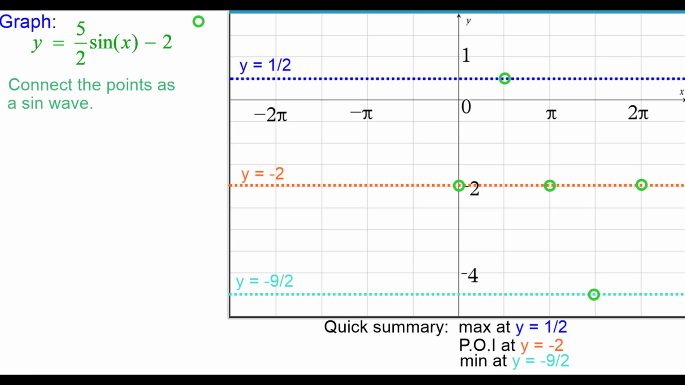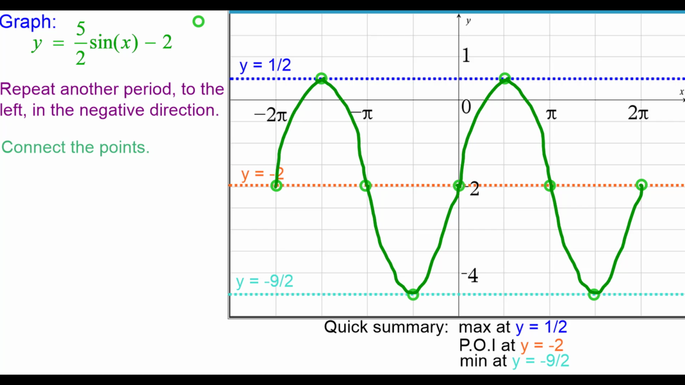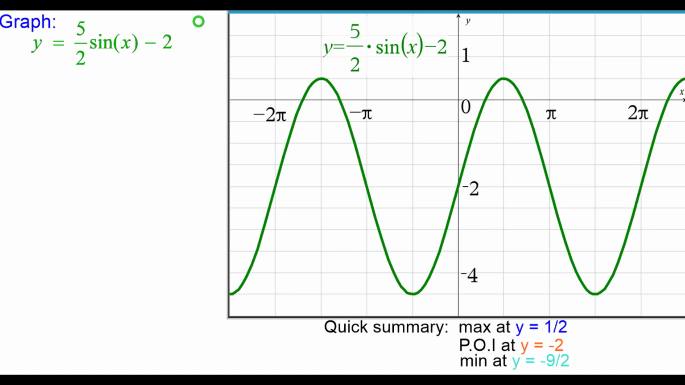So we'll connect the points as a sine wave. So we'll go a frown concave down and then a smile concave up. We'll repeat another period to the left in the negative direction. So we'll start at that point of inflection, go back a period 2 pi. The max will go back 2 pi to the left. The next point of inflection and the minimum. Connect the points. And then let's look at it as a beautiful sine wave.